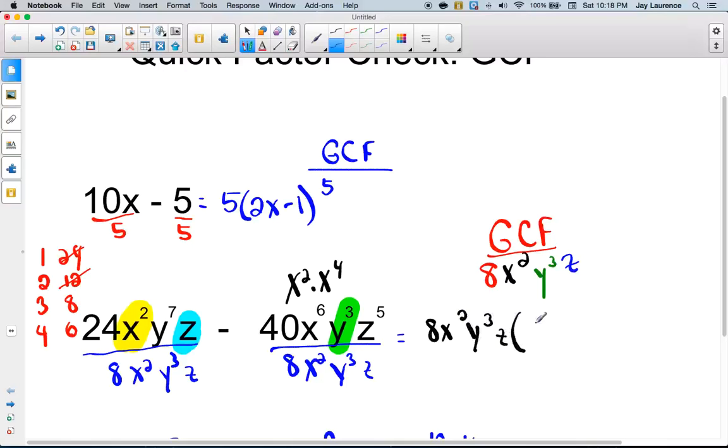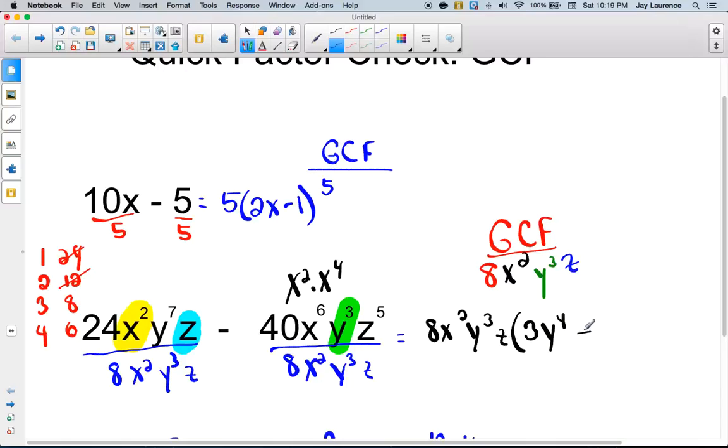All right, so I'm dividing the left-hand side. 24 divided by 8 is 3. x squared divided by x squared, those cancel. I have y to the 7th over y cubed. Well, 3 of these y's will cancel with 3 of those, leaving y to the 4th in the numerator, right? And then the z's are going to cancel.